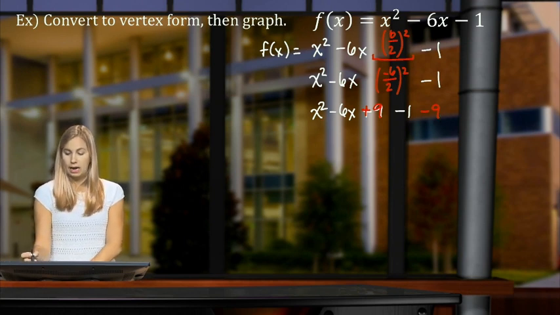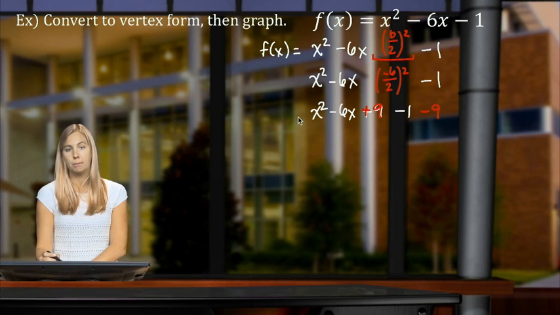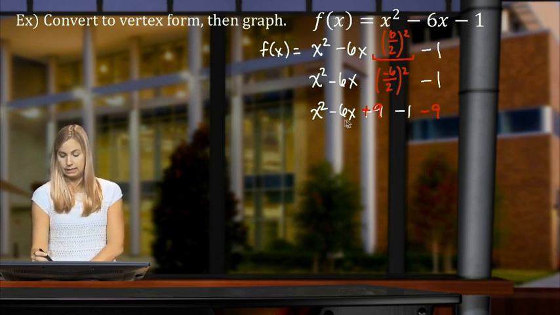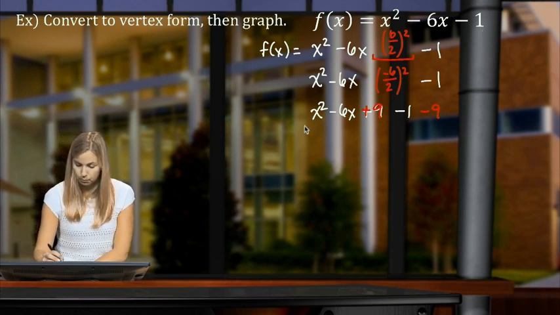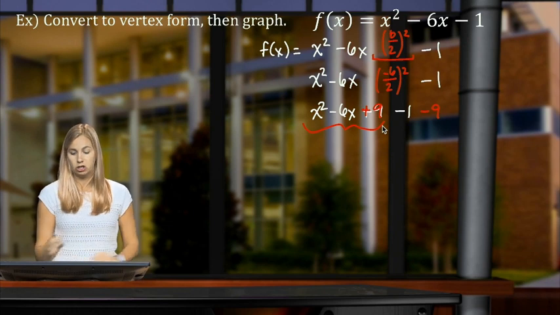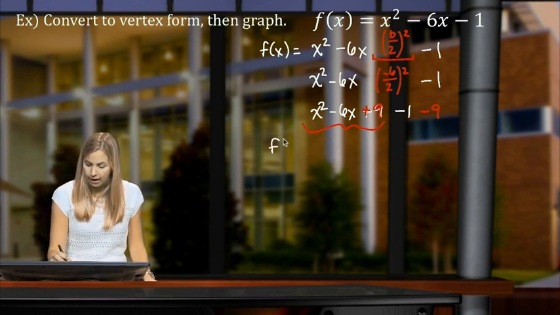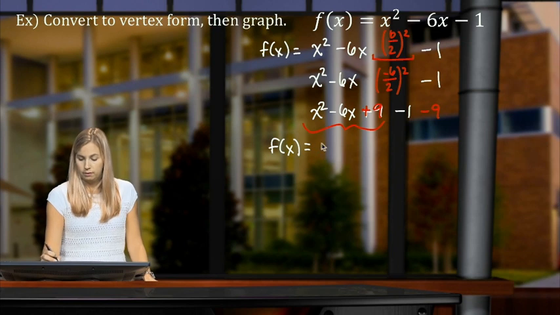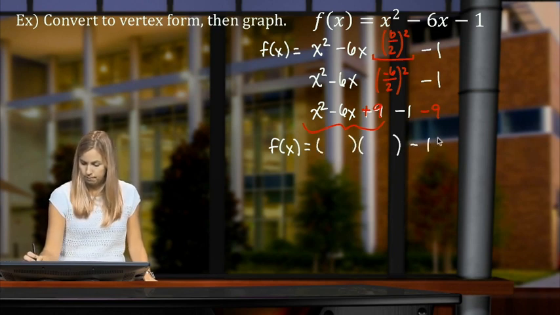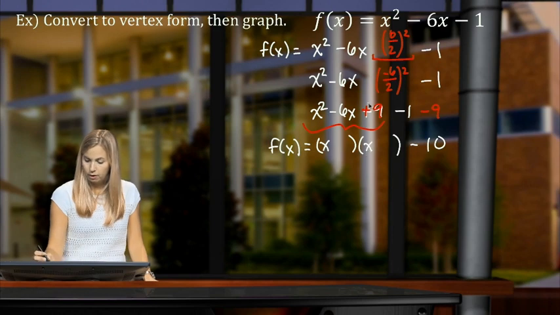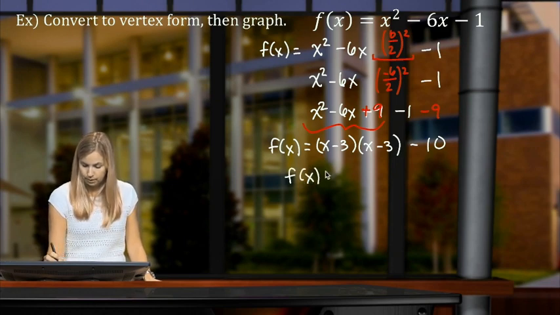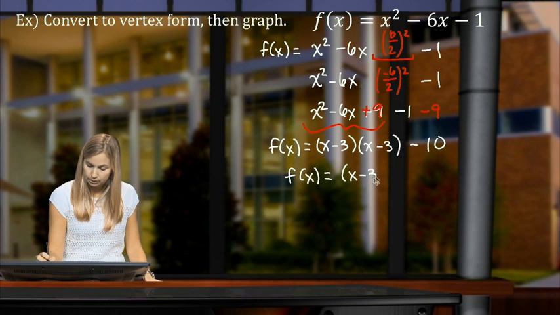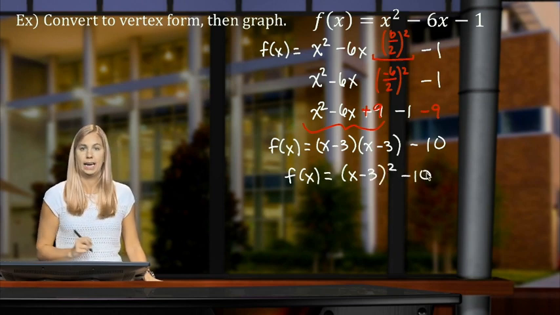and that will keep it balanced. And now if you look here, if I were to combine like terms, we have our x squared minus 6x. Those will cancel out. Minus 1 is what we have at the beginning. And now we factor the quadratic at the front. So we've got f of x equals factors of 9 that sum to negative 6 are going to be negative 3 and negative 3. And we can write this as x minus 3 squared minus 10.